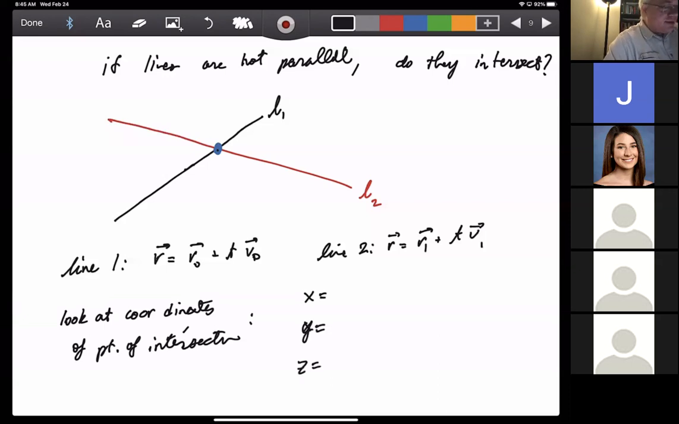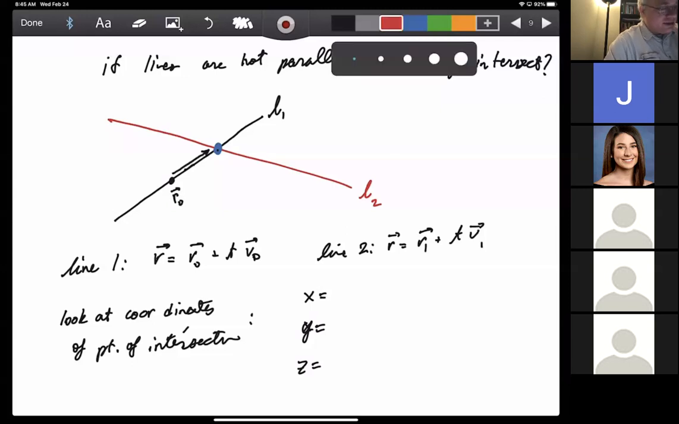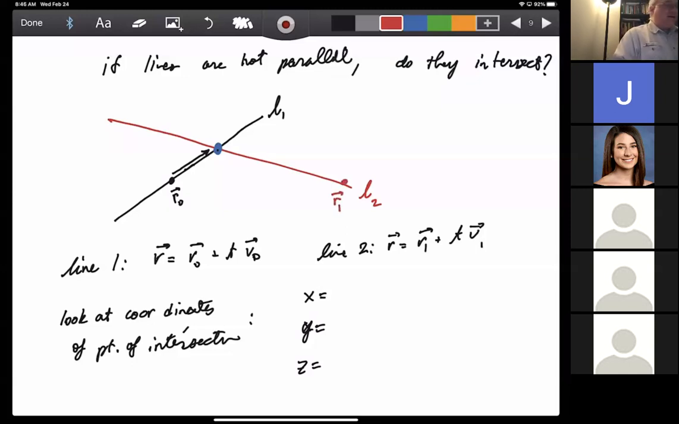So the strategy is going to be to write that point of intersection in terms of line 1 and in terms of line 2. But you have to be careful when you do this, right? Because for line 1, let's say here's your base point. You have to move a certain distance to get to the intersection. For line 2, maybe you've got this different base point and you have to move a certain distance to get to the point of intersection.